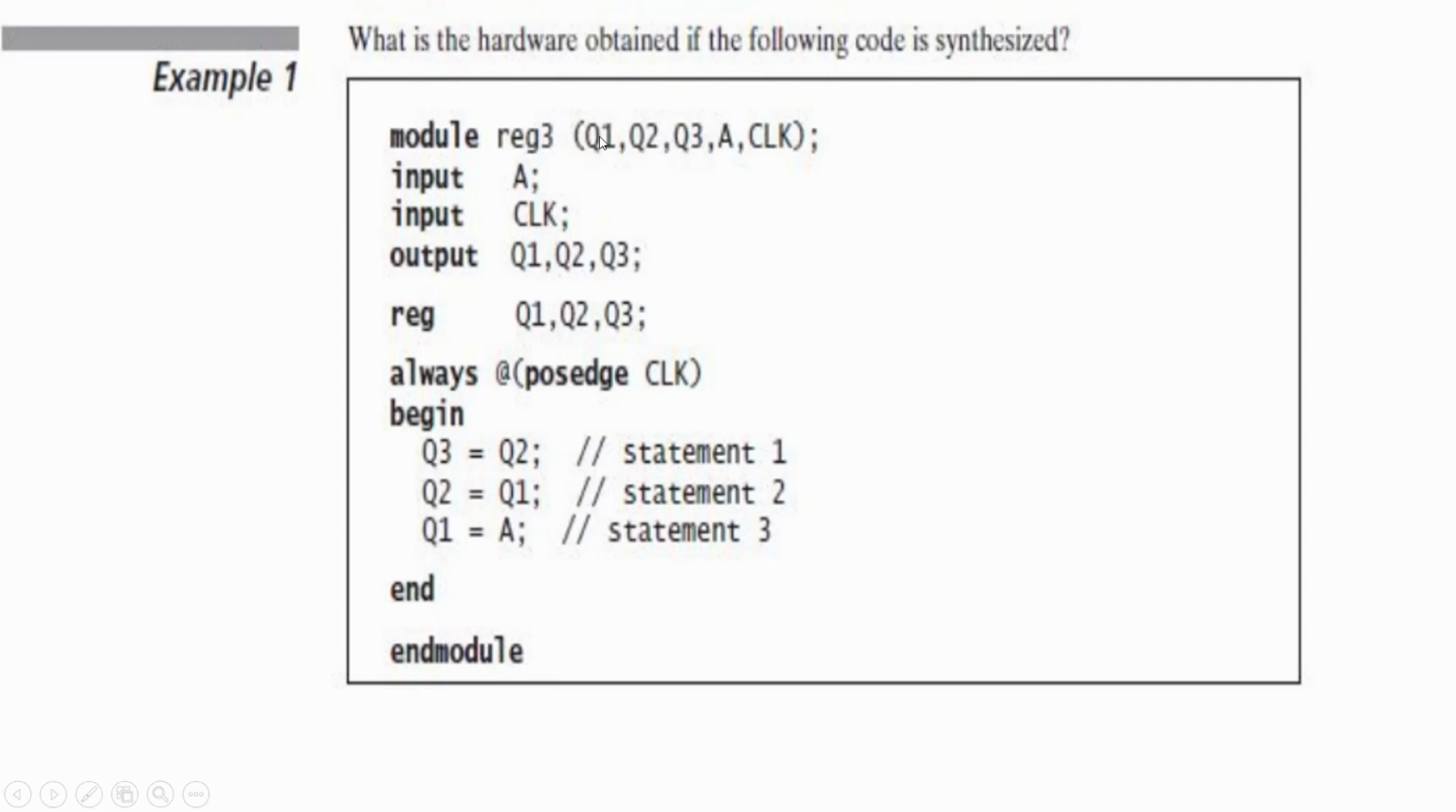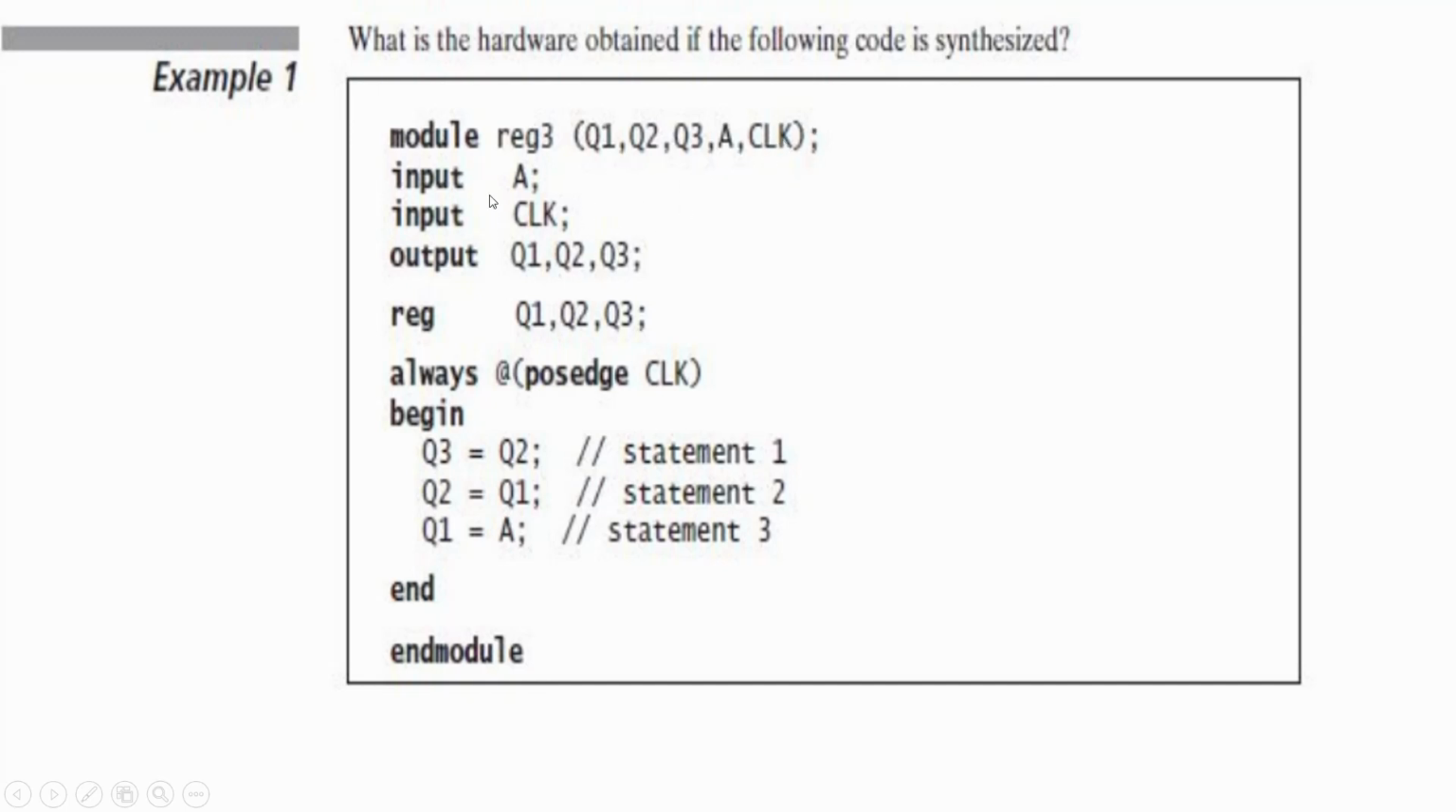This bracket represents the arguments of this function, or the variables we are going to use in this function. What we are using in this function is q1, q2, q3, a and clk. So this bracket is used for declaring these variables q1, q2, q3, a and clock clk.